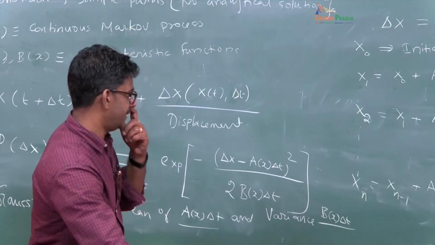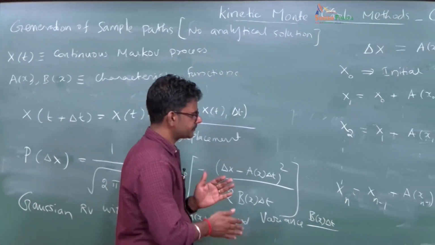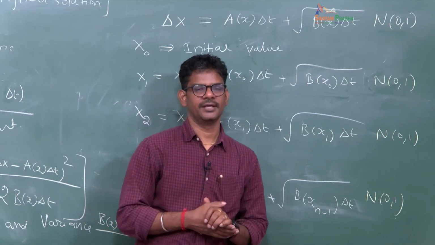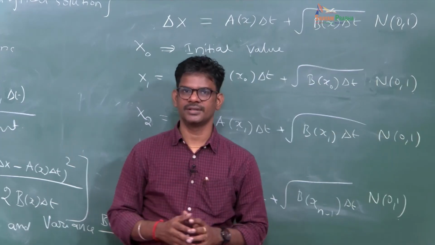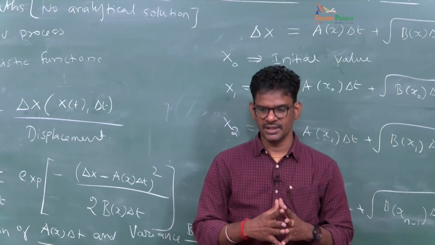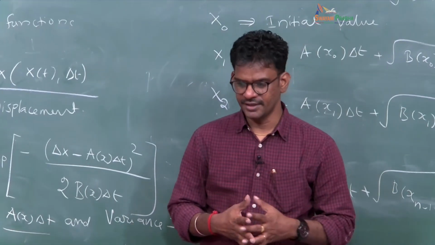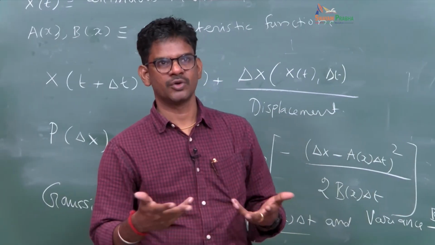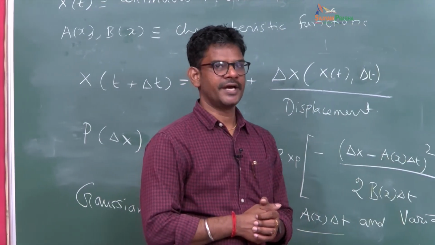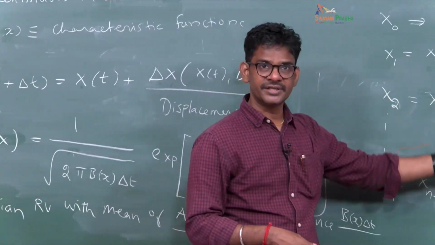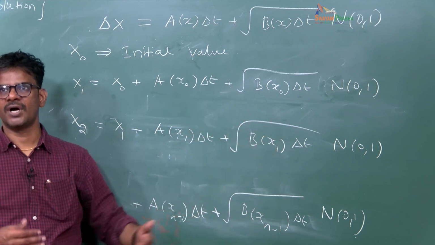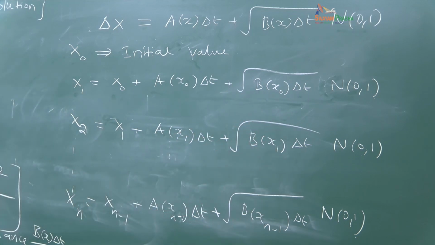So just to summarize, what we have done here is we have a continuous Markov process that is characterized by characteristic functions a and b. If that information is known, then we can make use of this kinetic Monte Carlo method to create a large number of sample paths characterizing the stochastic process. This kinetic Monte Carlo method is basically a discretization method, a numerical method, where we make use of random numbers to advance the system's information or the system's dynamical evolution.